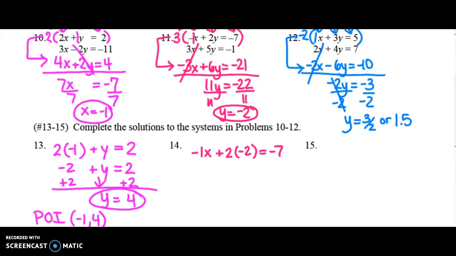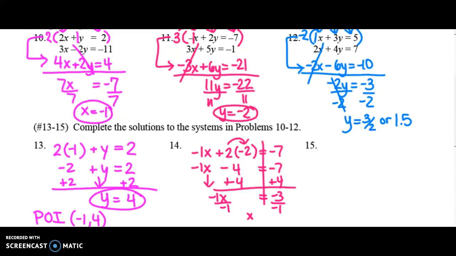Alright, I'm going to replace the y in the first equation, so negative 1x plus 2, and instead of 2y, it's going to be 2 times negative 2 equals negative 7. That becomes negative 4 when I distribute. Negative 1x minus 4 equals negative 7. Add 4 to both sides. Negative 7 and 4 make negative 3. Divide, because I remembered to put that 1 in front of the x. Divide both sides by negative 1. Negative divided by negative is a positive. Oops, my 3's. Ay, Dios mío. So the point of intersection is 3, negative 2.